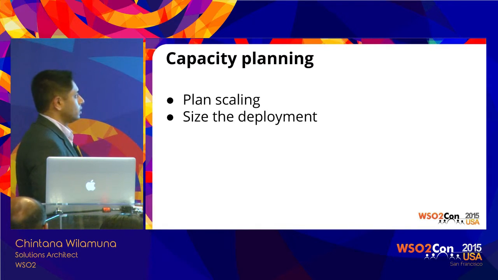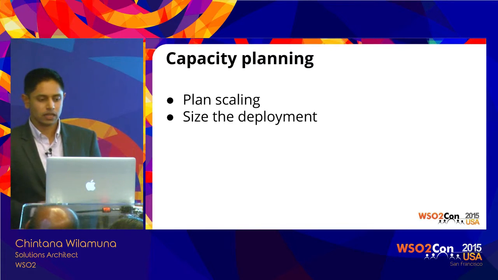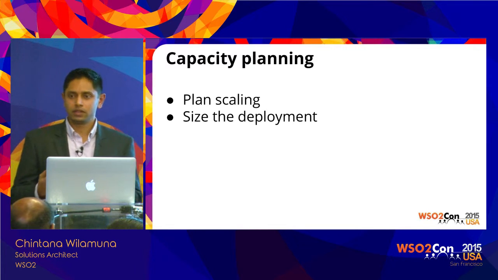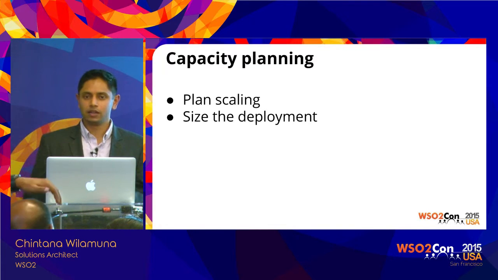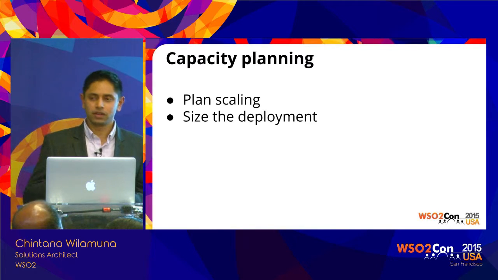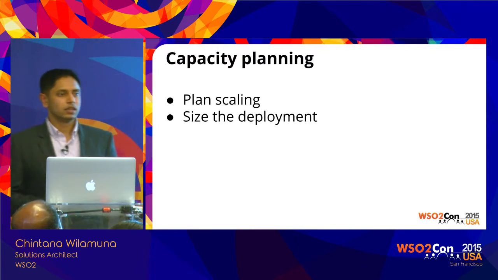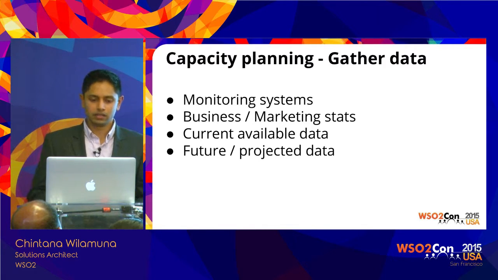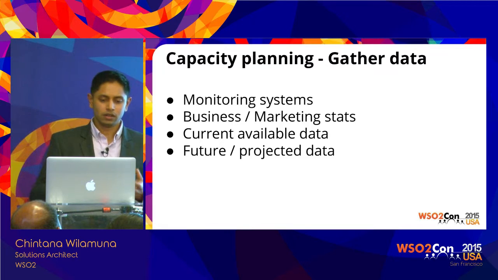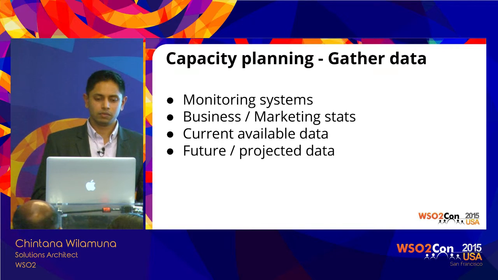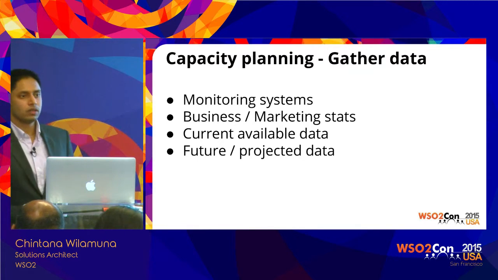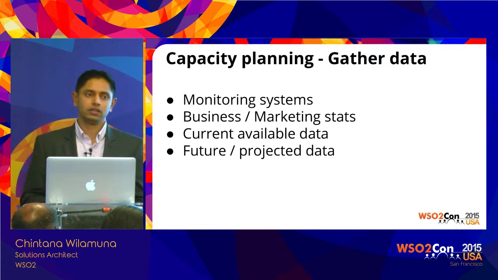Now capacity planning, so basically planning for scaling and having the right size of the deployment. In order to have an idea about this, and to scale in a constructive manner, you need to monitor the system and gather some data about your deployment, maybe from the business or existing statistics: how many users are using the system, how many requests are currently handled by the system, and so on. And you need an idea about what your projected traffic is going to be.